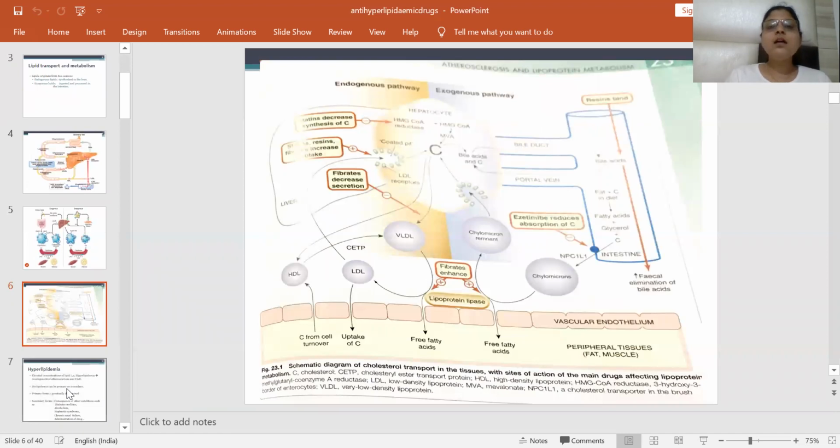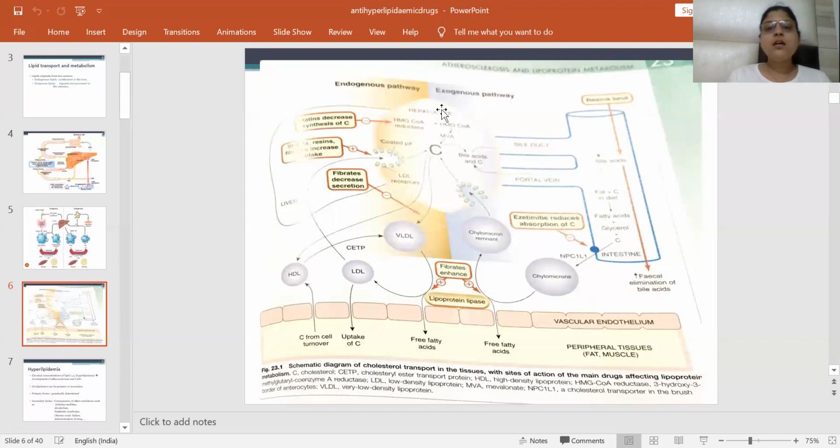Now, these are the diagrams showing the action of various anti-hyperlipidemic drugs, how they act. First of all, statins like atorvastatin, pravastatin, rosuvastatin, lovastatin, these drugs inhibit the HMG-CoA reductase enzyme, which is the rate-limiting enzyme in the synthesis of the cholesterol.